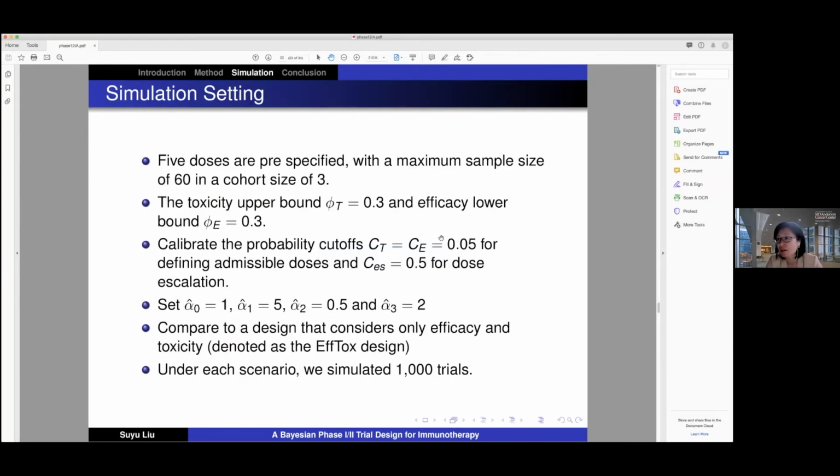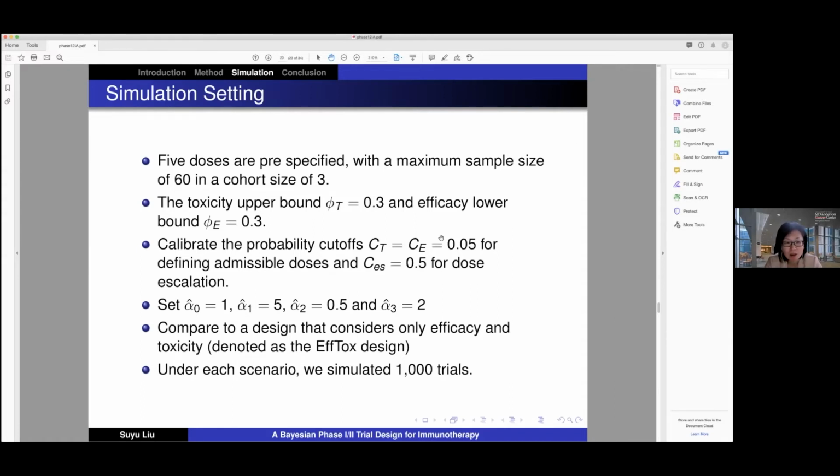We evaluate the performance of the design using simulation studies. In the simulation, we specify five doses with a maximum sample size of 60, and we treat patients in a cohort size of 3. And in this study, our clinician recommended a toxicity upper bound phi_T equal to 30%, and the lower limit of efficacy is 30% too.